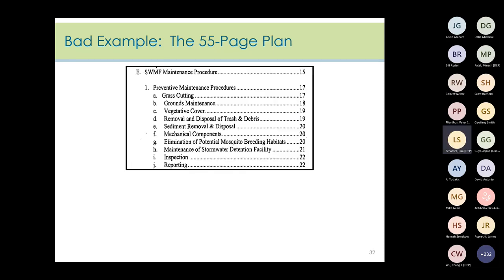All right, now imagine you're reviewing a 55-page maintenance plan for constructed wetlands, and you open the table of contents to see this. Okay, so you might think, okay, they have a 55-page plan, so they have preventative procedures. But if you look closely, you're going to see a heading for grass cutting, mechanical components, and stormwater detention facility in A, F, and H on this list.